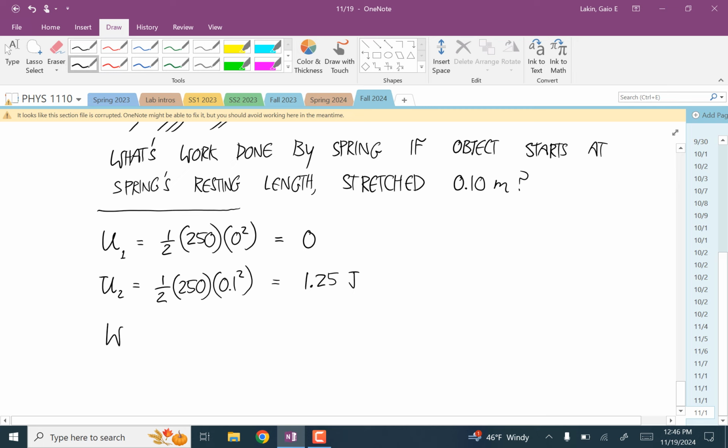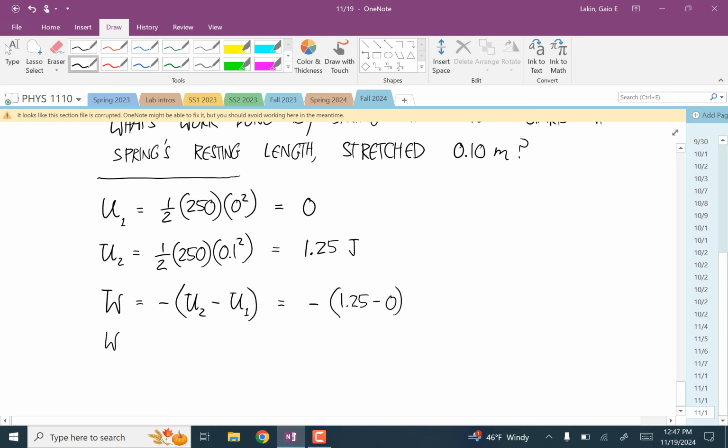So now the work is equal to the negative of the later potential energy minus the earlier. So that's negative of 1.25 minus 0. And so the work is equal to negative 1.25 joules.